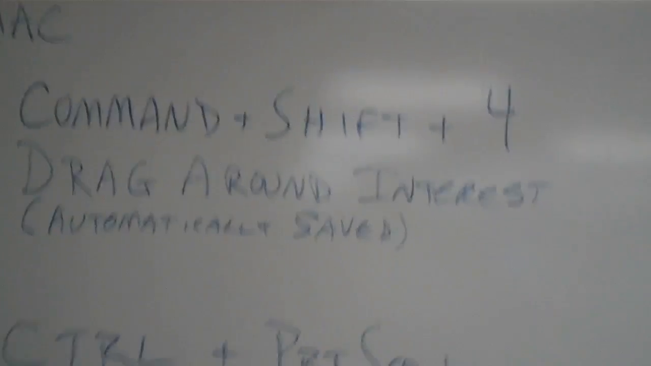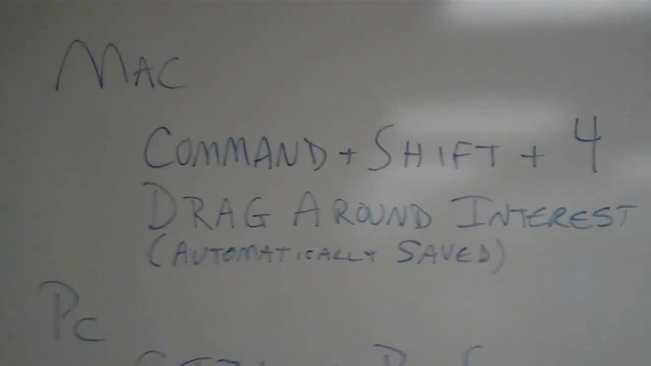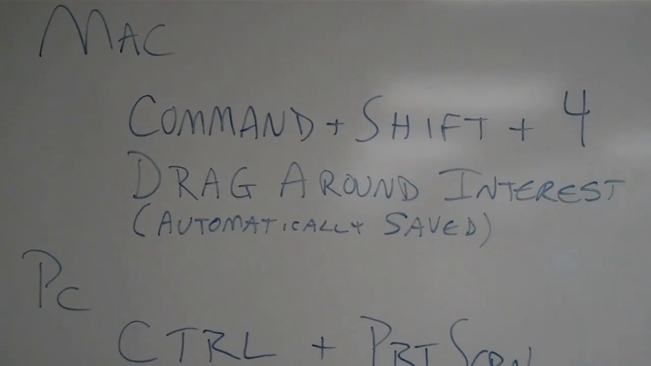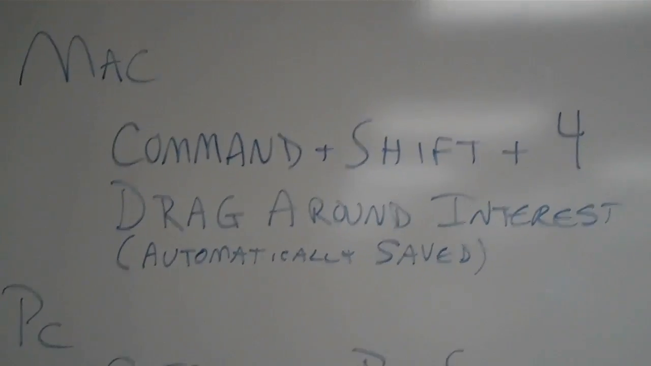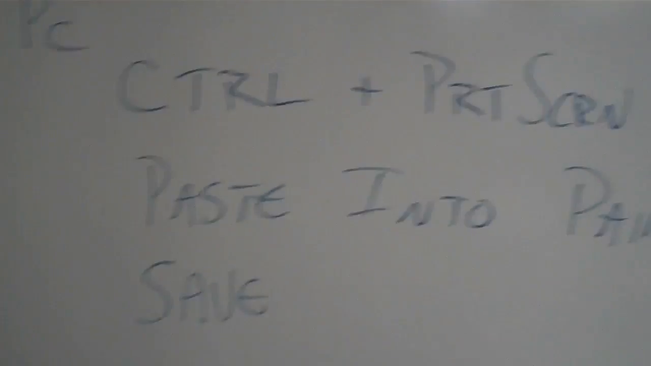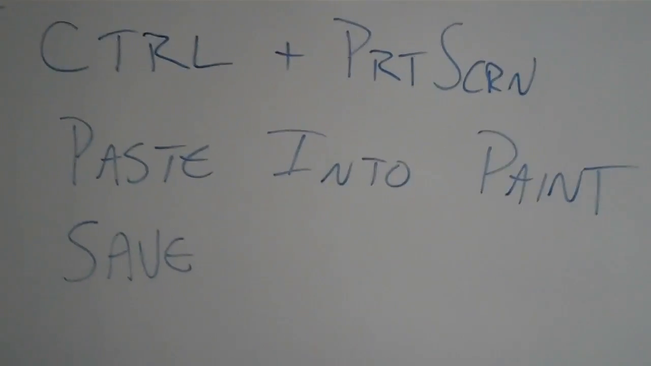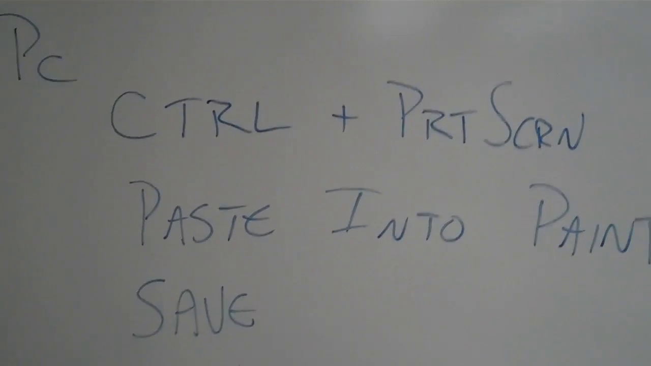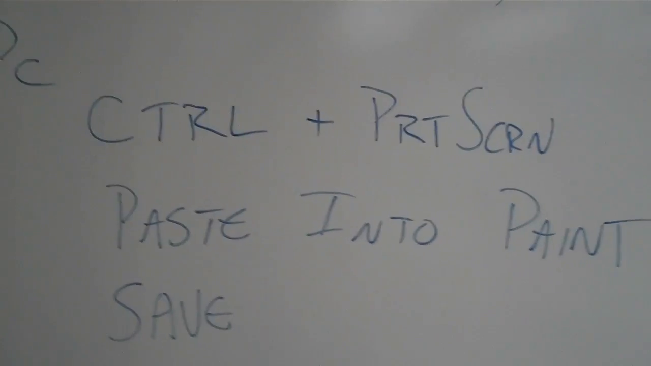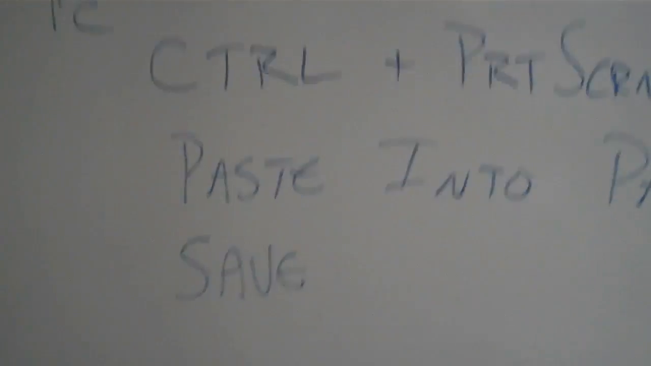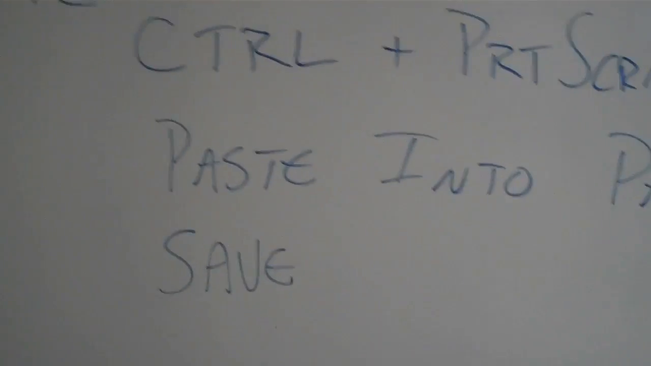The other thing on the board is for screenshots. If you have a Mac, you do Command Shift 4 and then drag around the area of interest and it's automatically saved to the desktop. If you've got a PC, you do Control and Print Screen, which puts it on the computer's clipboard. So you have to go into a program like Paint and paste it and then save it as a file, and then you can put that up on your website.